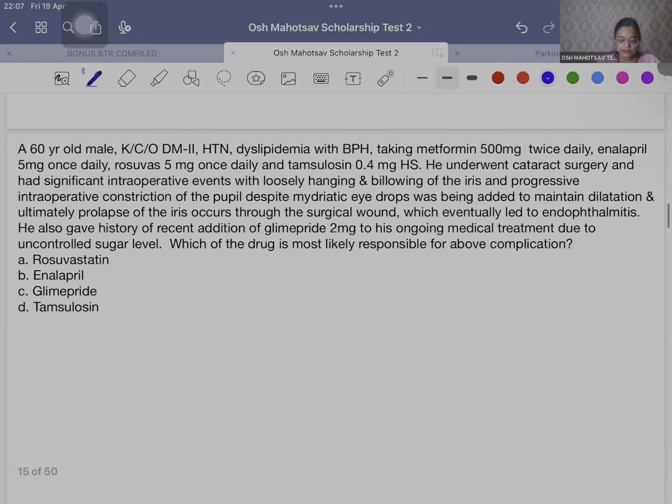Next is a 60-year-old male with type 2 diabetes mellitus, hypertension, and dyslipidemia, with BPH. He is taking metformin 500 mg twice daily, enalapril, rosuvastatin, and tamsulosin. He underwent cataract surgery. In cataract surgery, significant intraoperative events happened: loosely hanging and billowing of the iris, and progressive intraoperative constriction of the iris despite mydriatic drugs, meaning the pupil is continuously contracting. Ultimately, prolapse of the iris occurs from the surgical wound and leads to endophthalmitis.